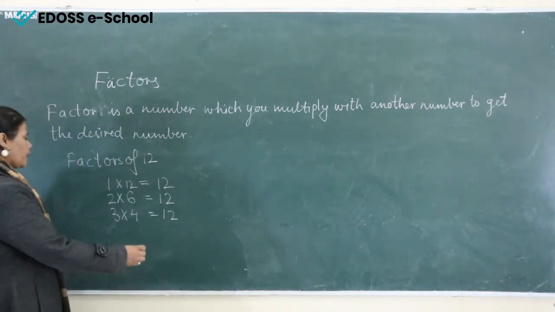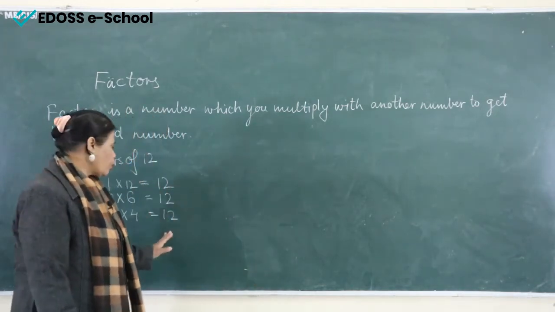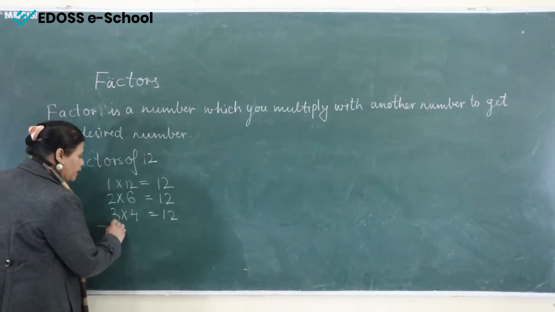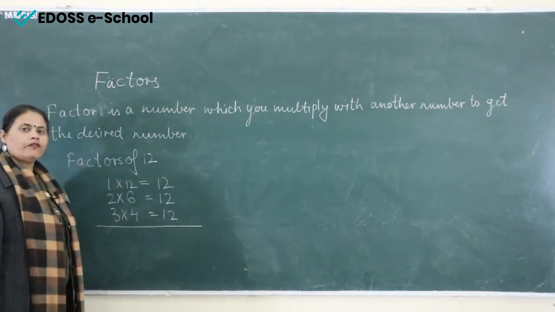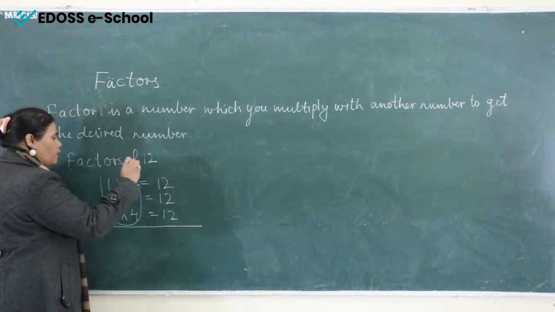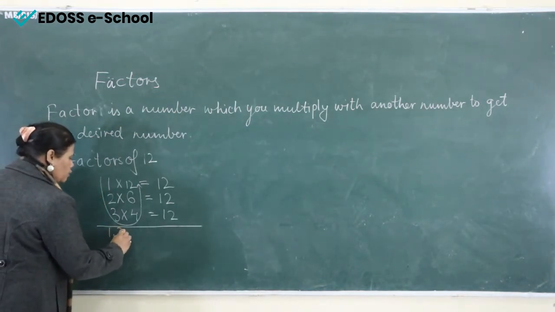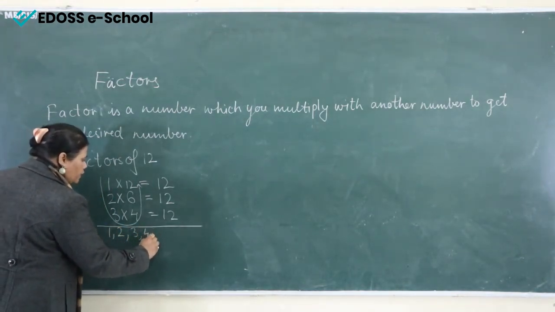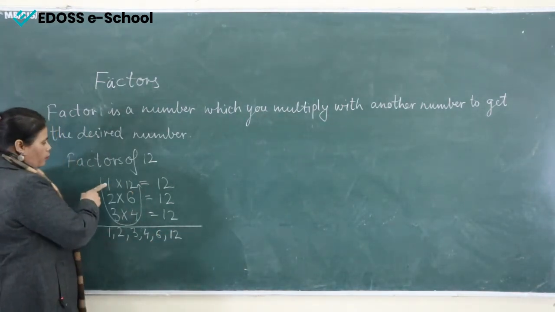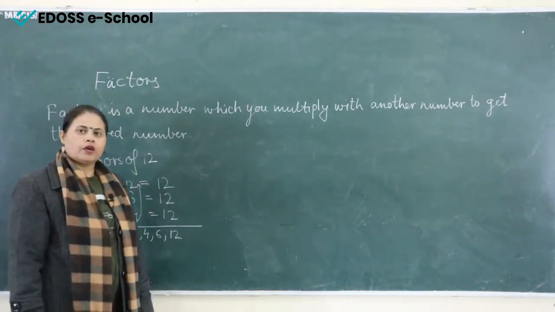Now after the 3 there is a 4, and 4 is already here. If the 4 is already here, it is repeated, so we will not repeat it again. We will stop here and write down the factors. Factors you have to write in a U shape. Remember one thing, you have to write the factors in a systematic way. So we will start from 1: 1, 2, 3, 4, 6 and 12. So these are called the factors of 12.